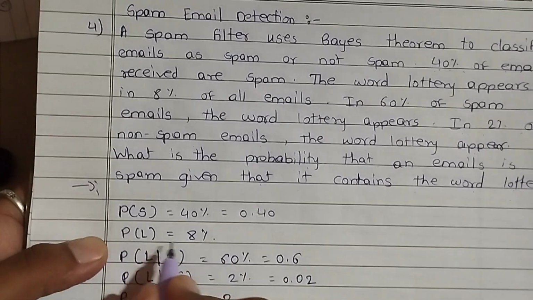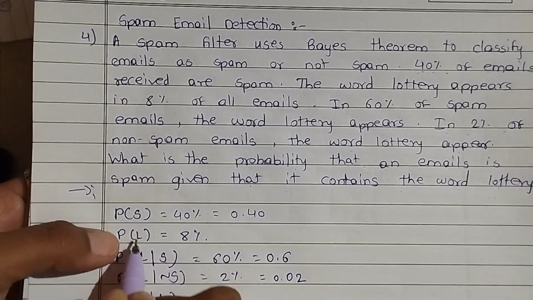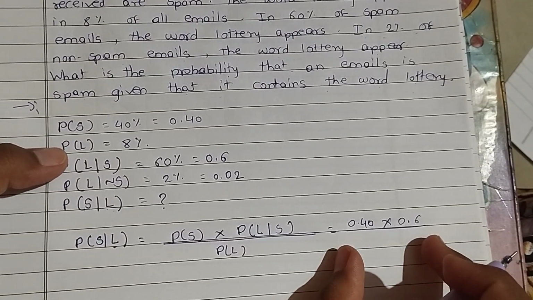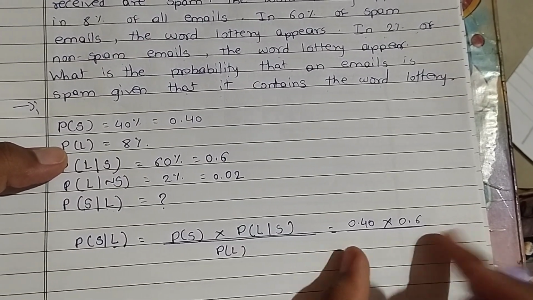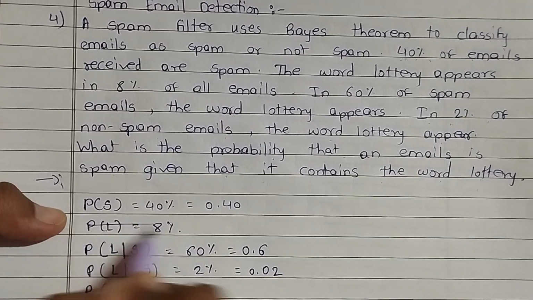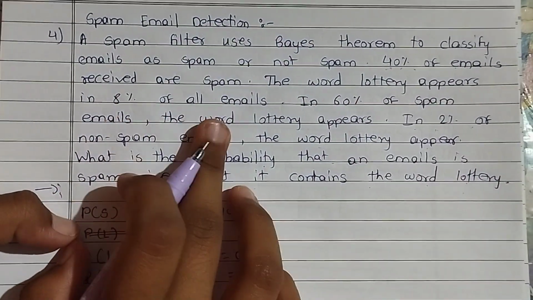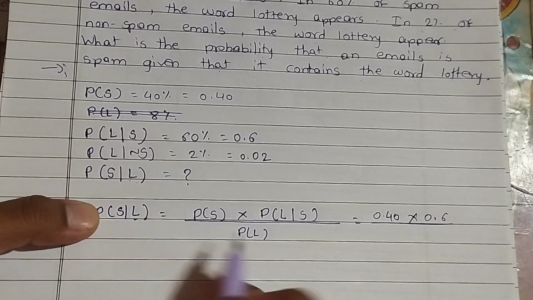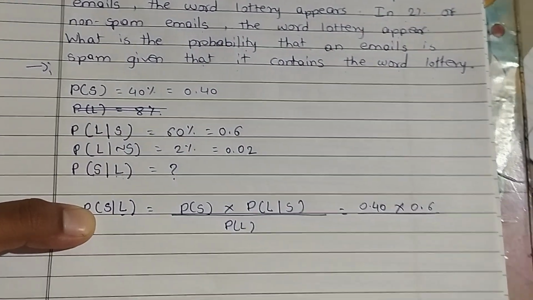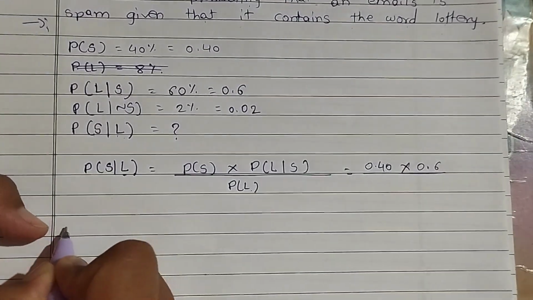P of L is not simply the 8% mentioned here. We want to find it with respect to the total, spam and non-spam both, but that 8% is not for the whole set of emails. So it is not P of L directly. We want S given L, so it is not the P of L. So how do we find P of L?